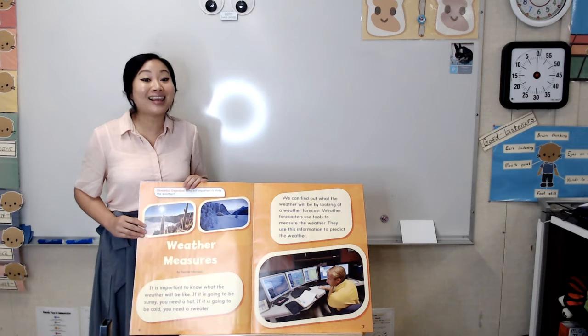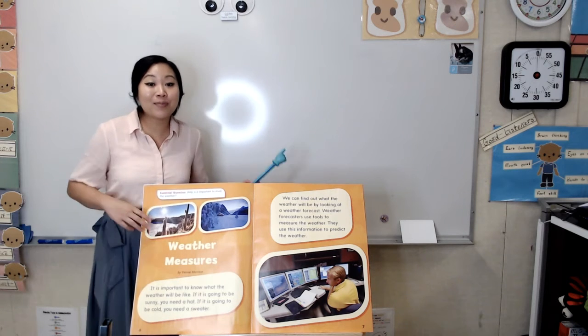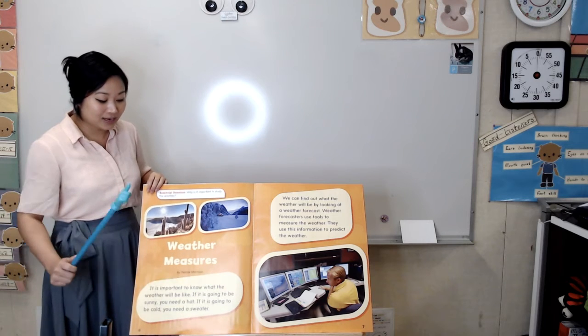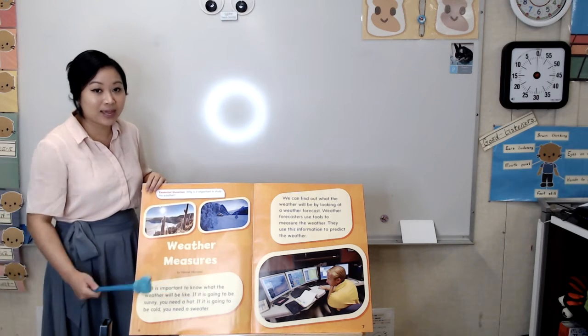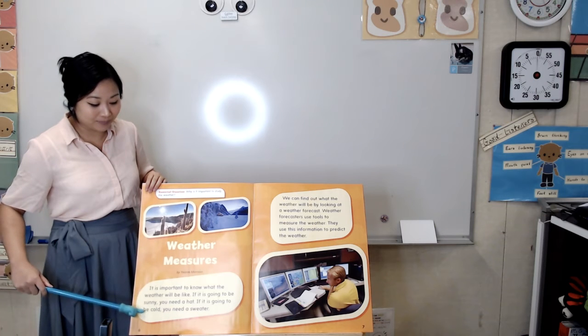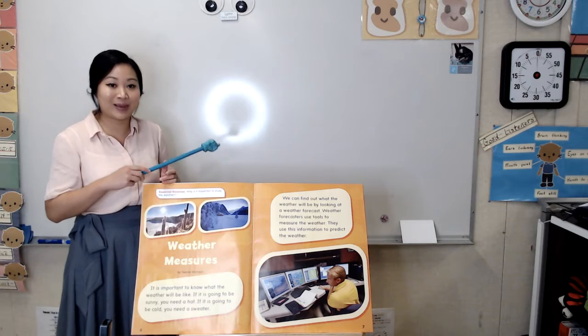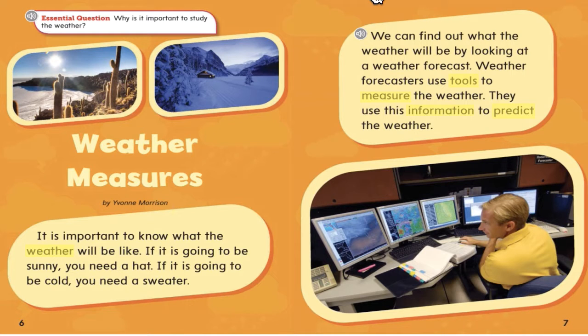All right, friends, let's read our story. And remember, when we read, we go from left to right and across the page and from top to bottom. This is the first word and the last word on this page. Essential question. Why is it important to study the weather? Weather Measures by Yvonne Morrison.